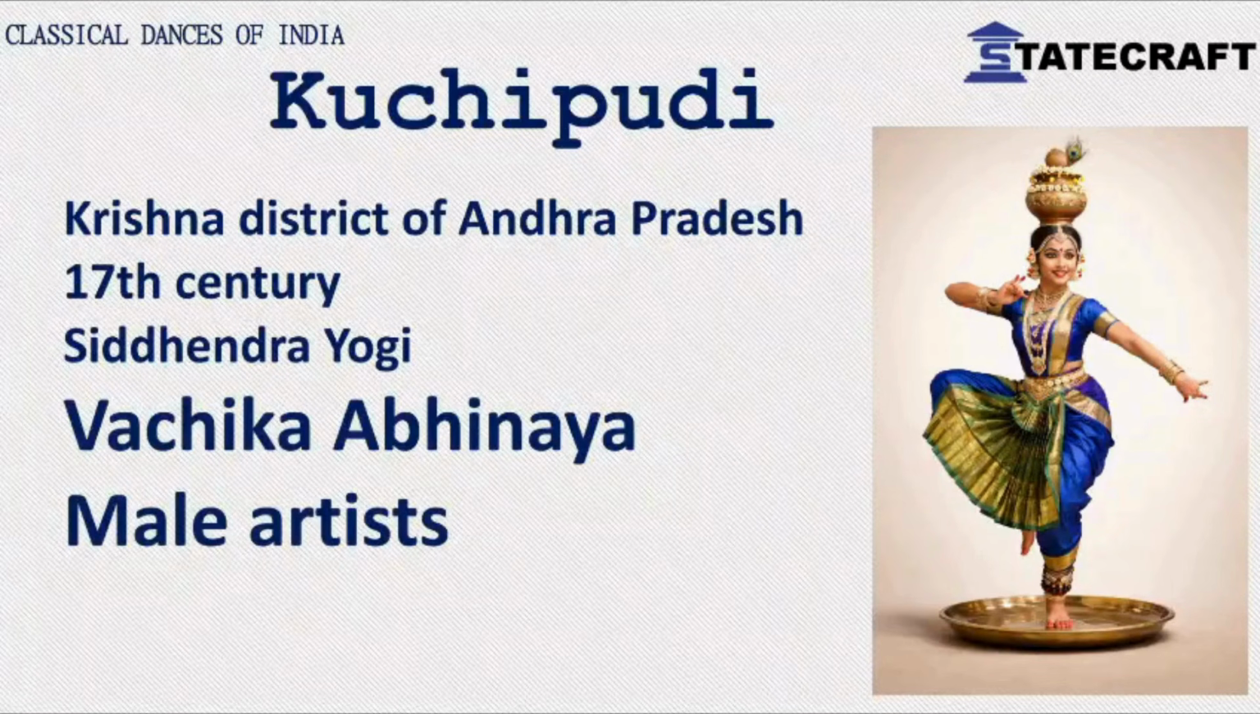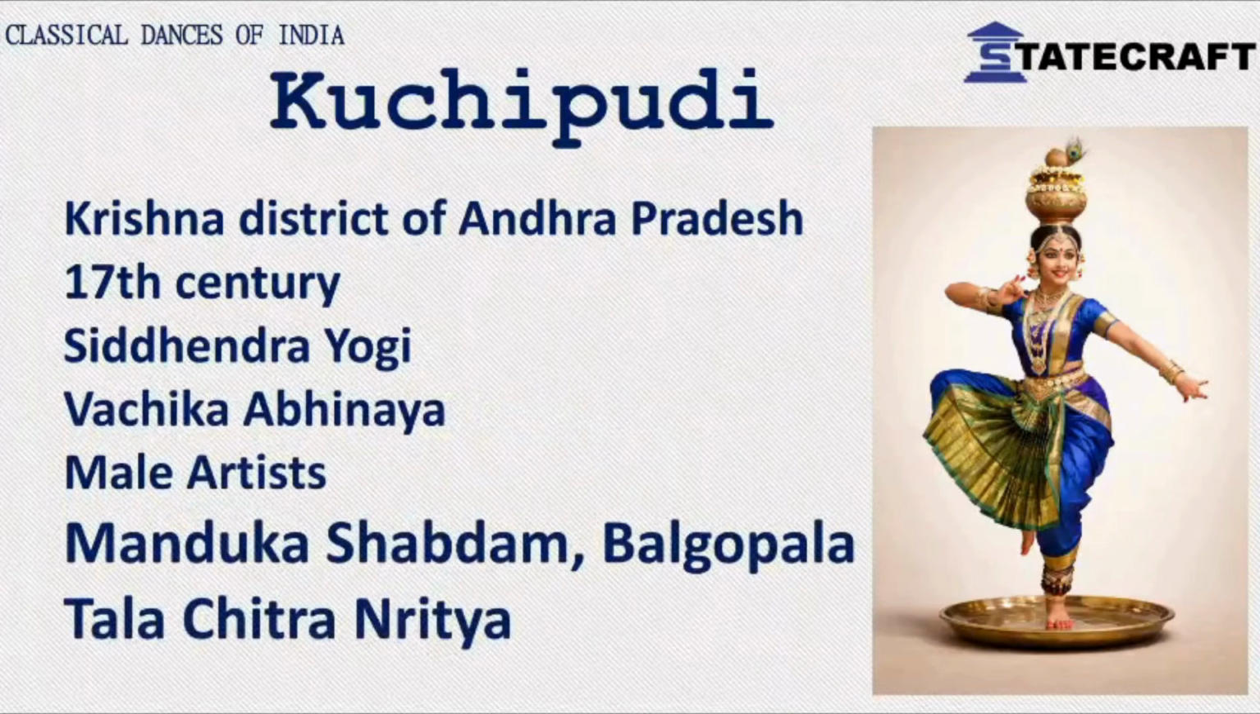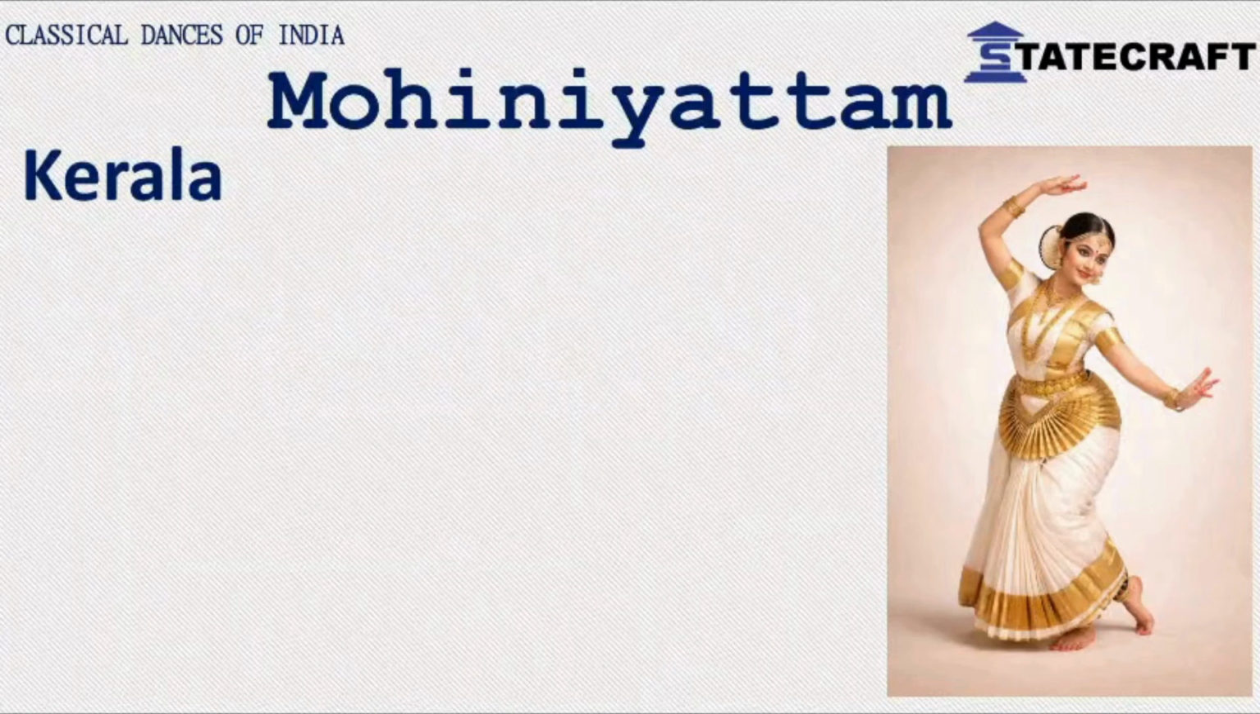Costumes, ornaments, and jewelry occupy a prominence in Kuchipudi performances. The important solo items of Kuchipudi include Manduka Shabdam, the story of the frog maiden, Balagopala Tarangam, dancing on the rim of a brass plate with a pot of water on the head, and Tala Chitra Nritya, drawing pictures using rhythmic foot movements. Let us move ahead to Mohiniyattam.